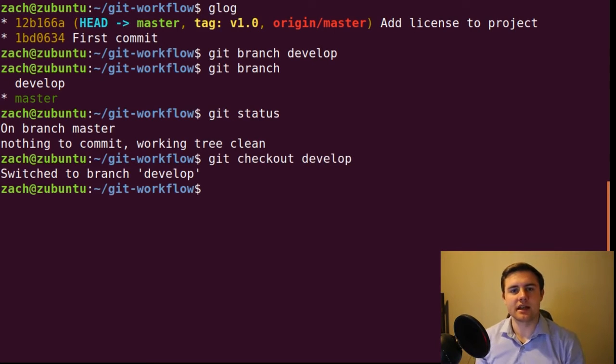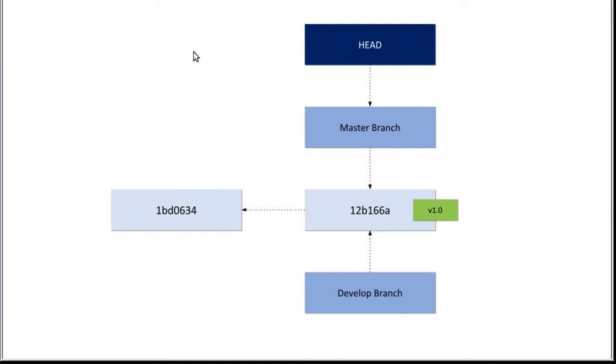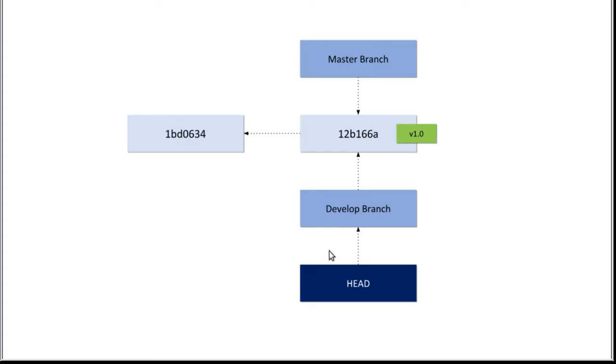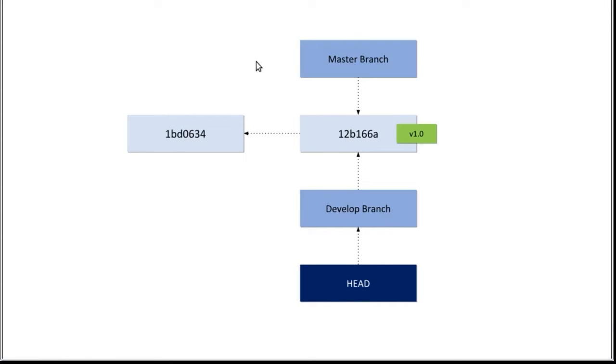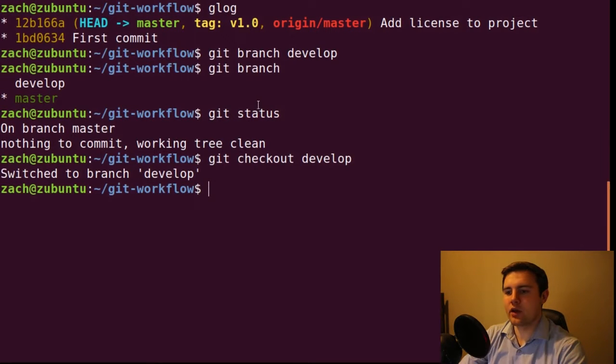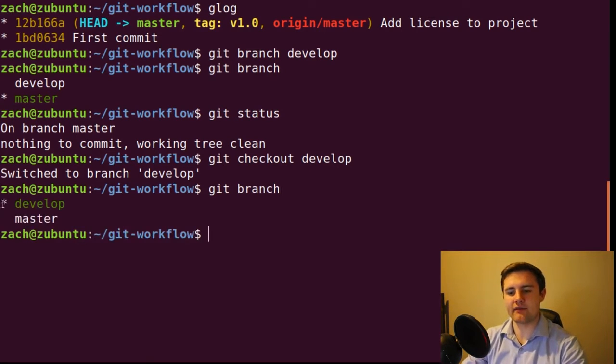When we do that, it says we have switched to develop, and if we go back to our presentation and switch to the next slide, you'll see that the head pointer has flipped from pointing at the master branch pointer to now pointing at develop. That just means that the head is pointing at develop, which is pointed at the latest commit, and therefore we have checked out the develop branch and we can work on it. If we come back to the terminal and type git branch, you will also see this reflected. We have the star pointed to the develop branch.